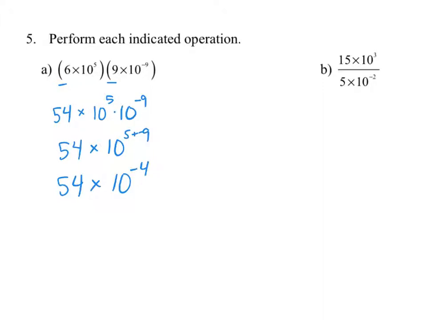Now it's typical to write the number in scientific notation as a number between 1 and 10. So we need to move this decimal place over 1 unit. And that's the same thing as multiplying by 10. Moving the decimal place over is the same as multiplying by 10. So we can write this number as 5.4 times 10 to the negative 3 power.